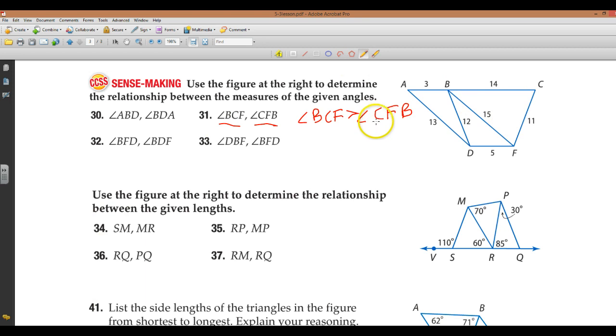For number 33, angle DBF would be this angle, and BFD would be this angle. So 12 is greater than 5, so opposite from 12 will be greater than opposite from 5. So angle BFD must be greater than angle DBF.